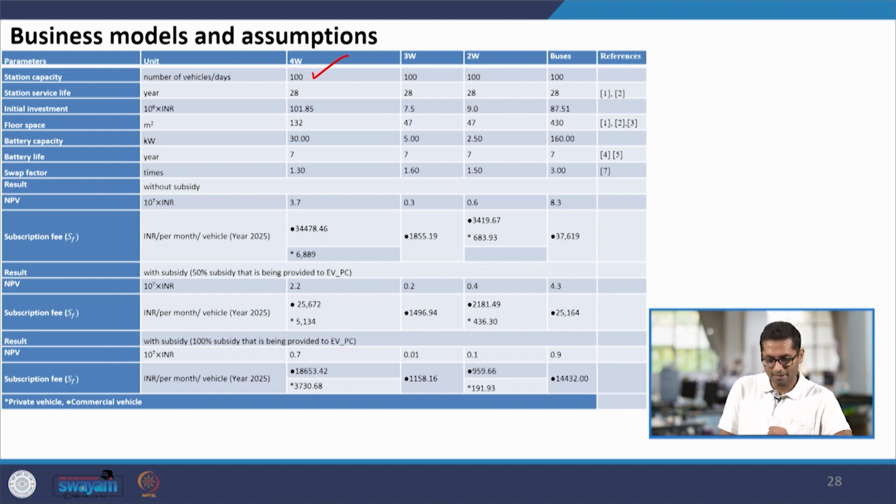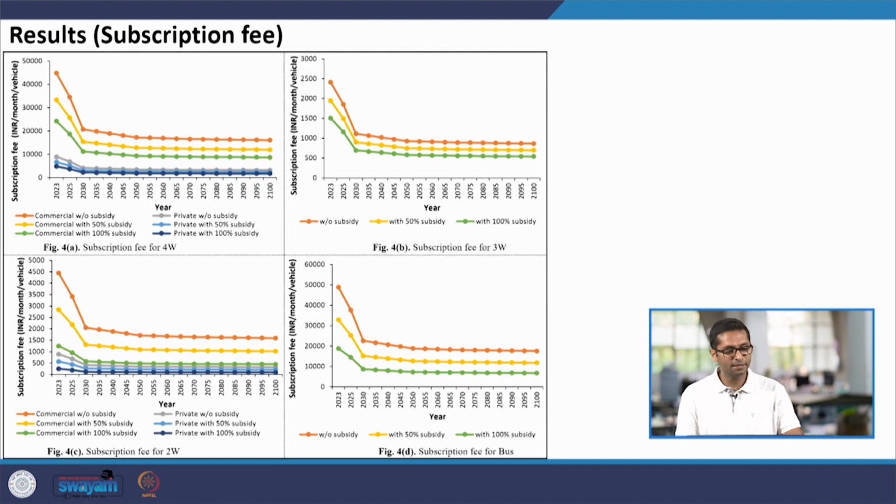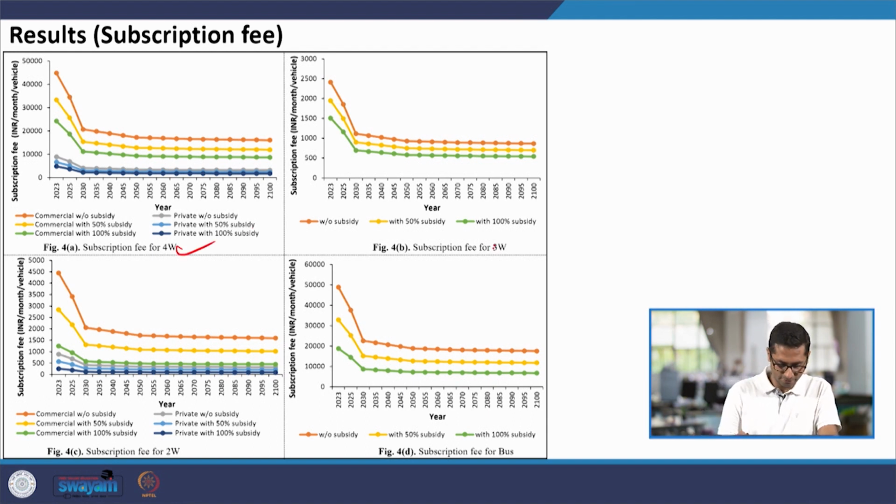Both of these are applicable to 2-wheelers and 4-wheelers, while 3-wheelers are anyway commercial, and the same has been assumed for buses as well. So, you would see for a private one the subscription fee was around 7,000, and for a commercial one it came out to 37,000 or so. Something similar for 2-wheelers, both private and commercial. And based upon that, we can also see how the subscription fees are going to change in the future. So, these are the results for 4-wheelers, 3-wheelers, 2-wheelers and buses respectively.